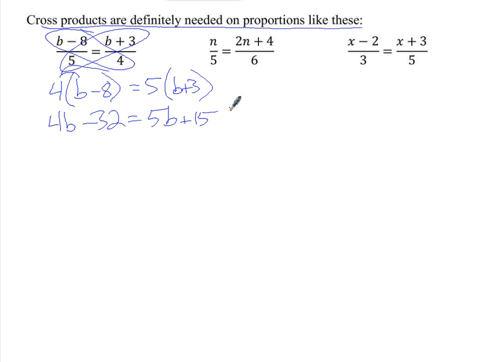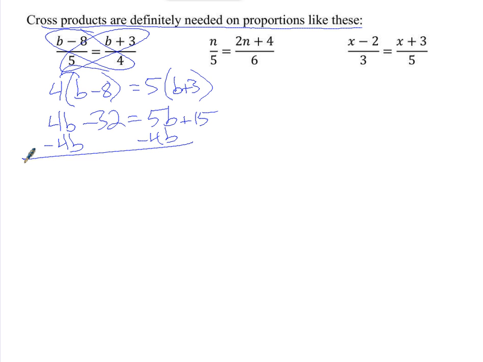I got to get all my variables on one side. That's where I usually like to start. So what should I do? Subtract 4b from both sides. Why would I not subtract 5b from both sides? Yeah, and that's kind of like my rule that I kind of keep to myself. If I move the 4b over here, then I'll wind up with a positive b. If I subtract 5b from both sides, move the 5b over here, I'll wind up with a negative b. And now that's just more chances to make a mistake. So I'm going to keep my b positive by subtracting 4b from both sides.